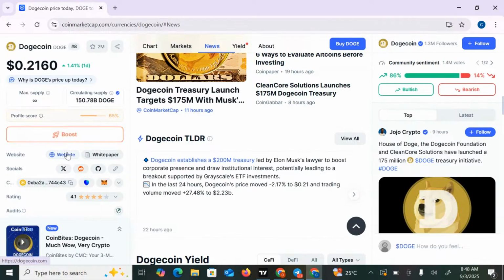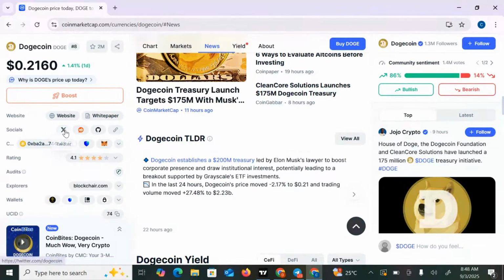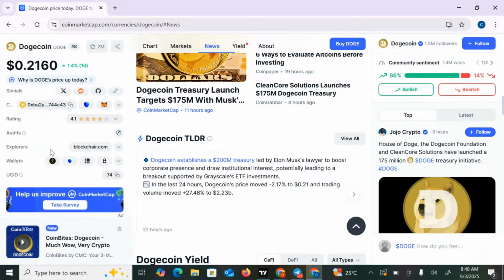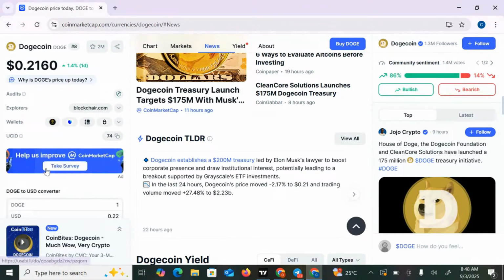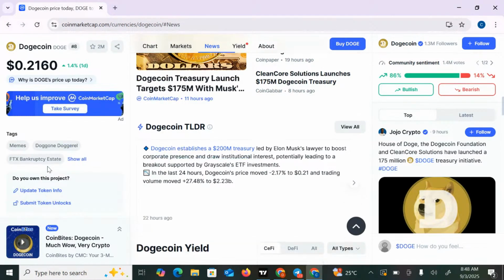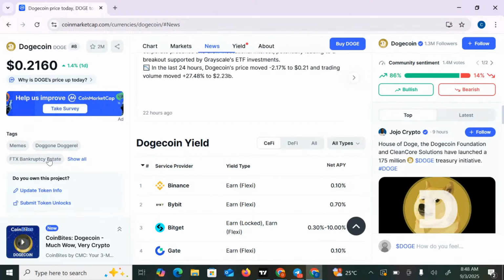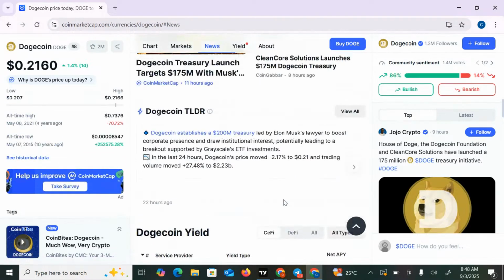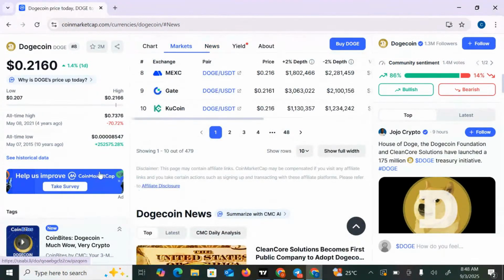See their website, see their white paper. You can see the socials. This is Twitter. You can follow them on Twitter, on Reddit, on GitHub. You can see a lot of socials. You can add them to your MetaMask and all of that. See their wallet. A lot of things you can get from here. You can get updates. You understand? You can check on what is going on in the market about the coin.